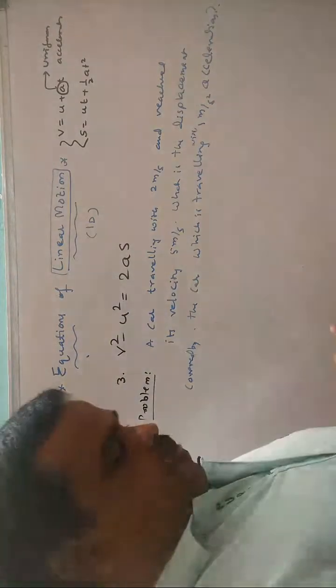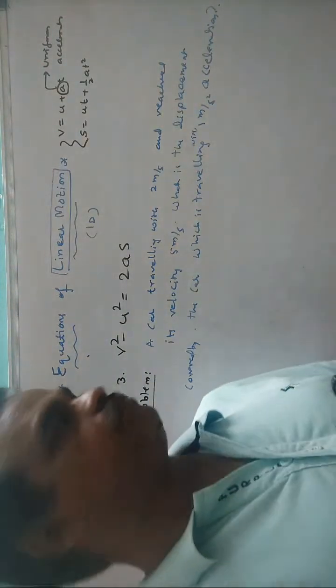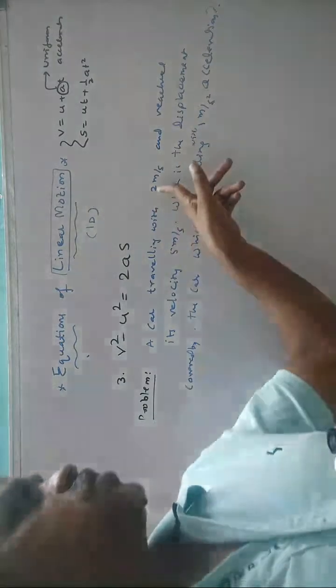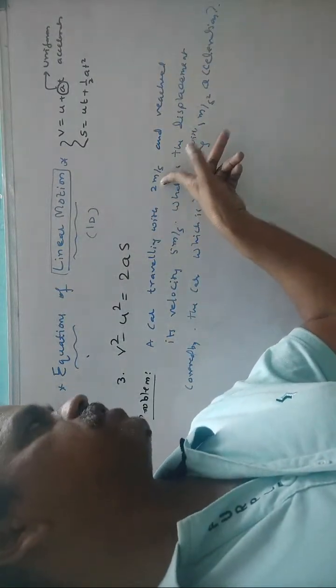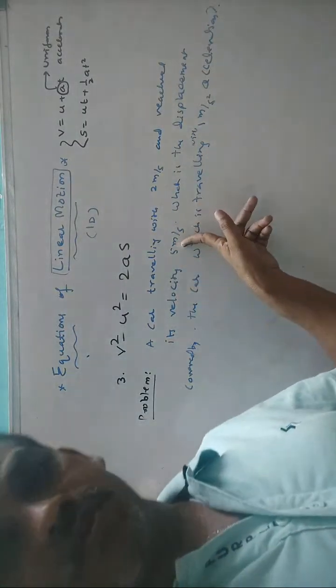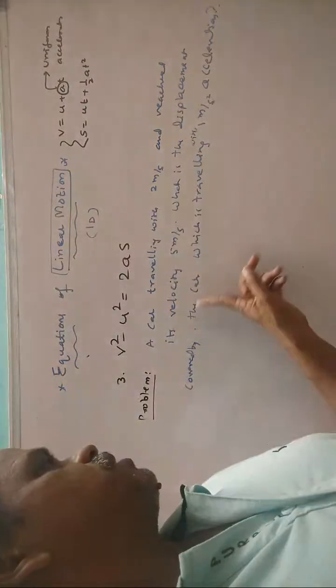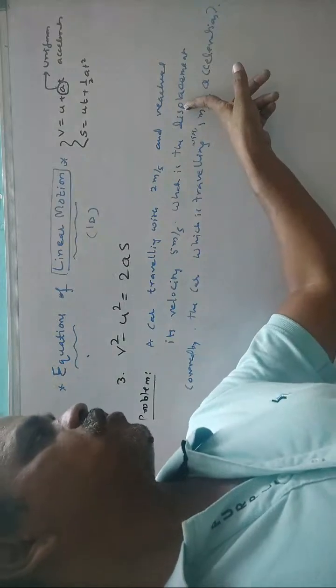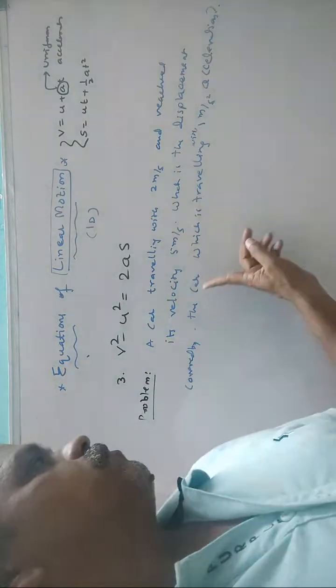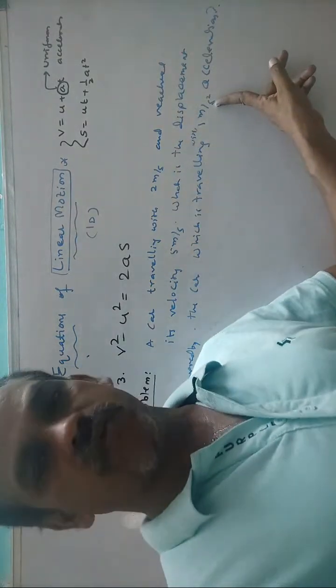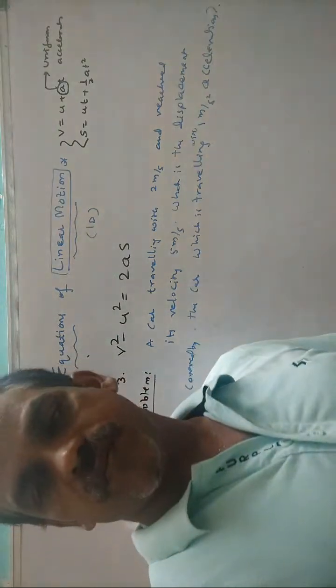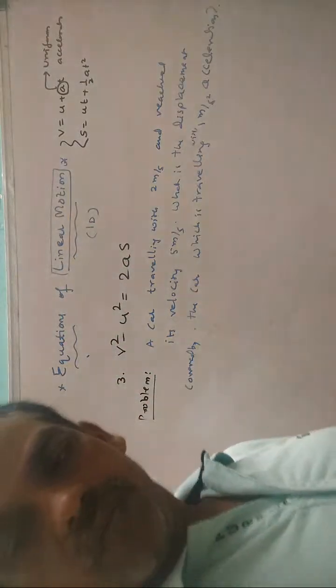So here, read the question one time. A car traveling with 2 meters per second, that is the initial velocity of the car, reached its velocity of 5 meters per second. This is the final velocity of the car. What is the displacement covered by the car when it is traveling with 1 meter per second square acceleration? These are the information we have.